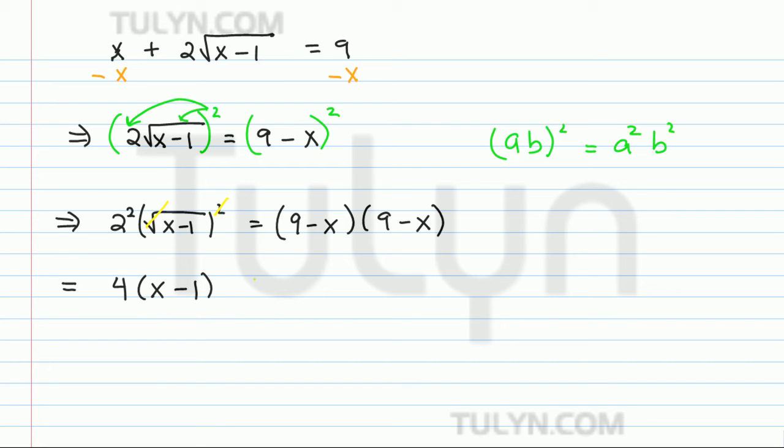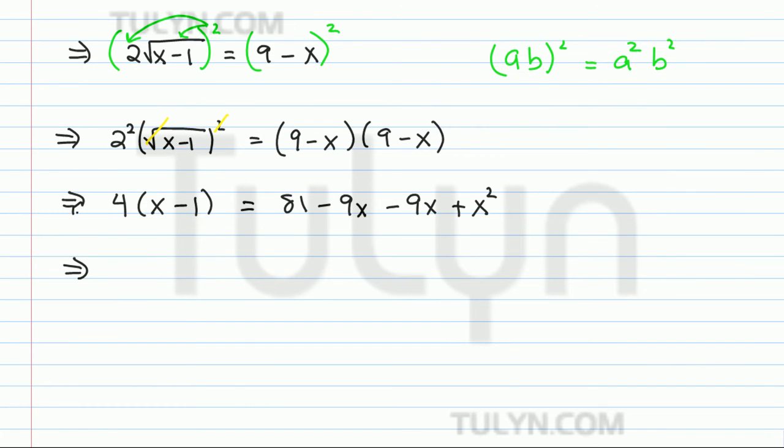Now on the right side, we can use the FOIL method. First, so 9 times 9, which is 81. Plus outer, so 9 times negative x, which is minus 9x, and plus inner, which is again 9 times negative x, which is minus 9x, and then last, which is negative x times negative x, so we get plus x squared.